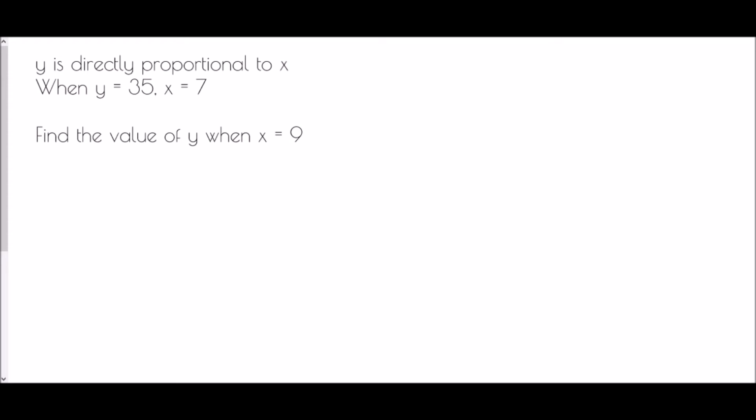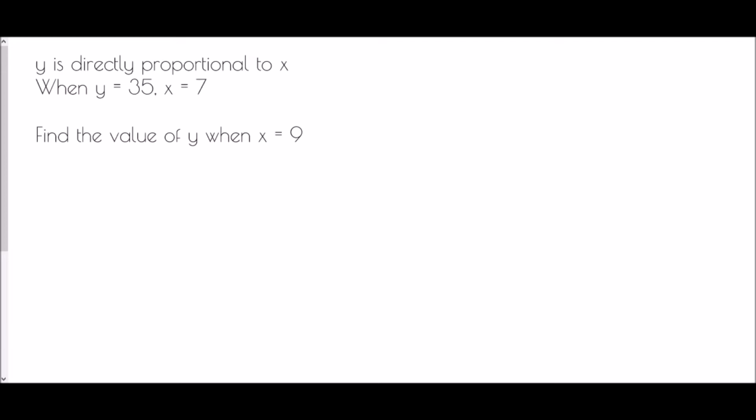So we're going to start with the question: y is directly proportional to x. When y equals 35, x equals 7. Find the value of y when x equals 9. Now, first of all, what does the phrase directly proportional to actually mean? Well, it means that there is a direct multiplicative relationship between x and y. Basically, if something is directly proportional, we have a constant of proportionality, something which is always being multiplied by the expression in order to form y.